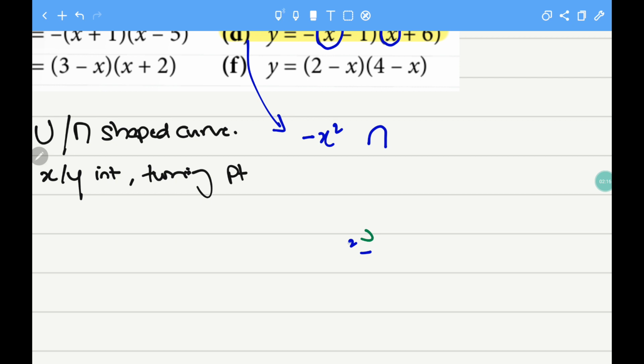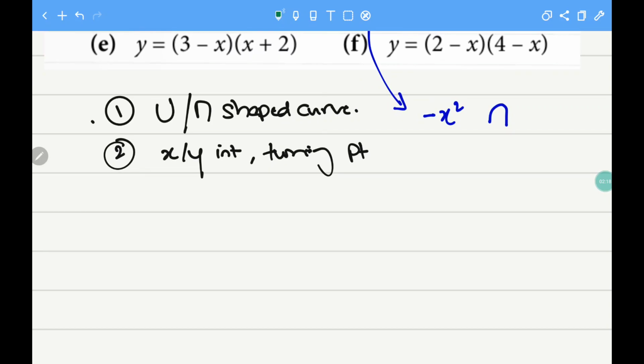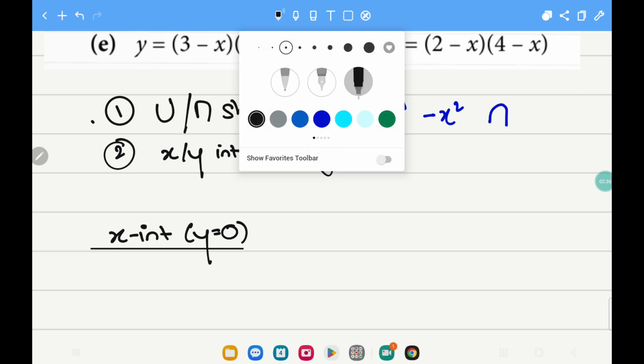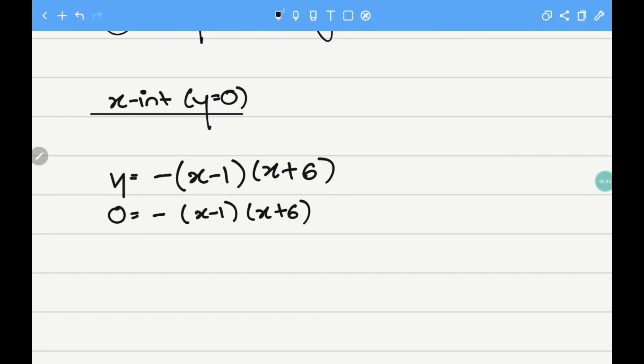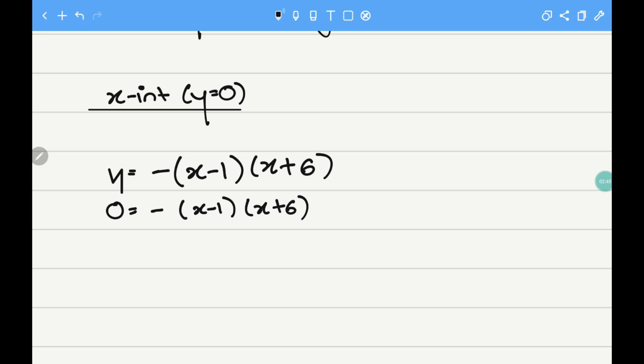Next, I want you to calculate the critical points. Let's begin with the x-intercept. x-intercept, y equals 0. Now can we find the x-intercept now? I'm going to pause. Let's pause the video, try to find it on your own. Okay, so let's check now. I hope you have done and calculated what is the x-intercept. Now let's take a look.